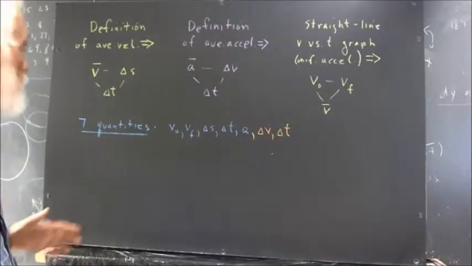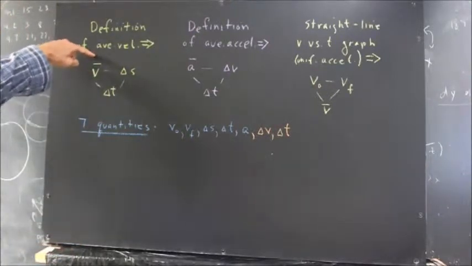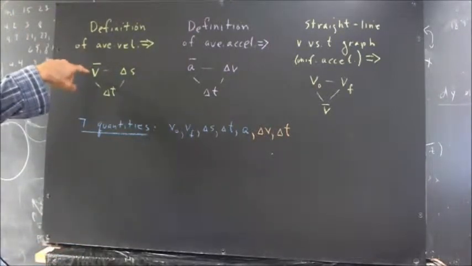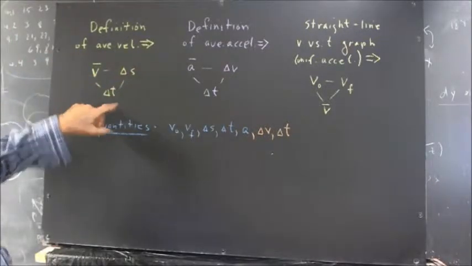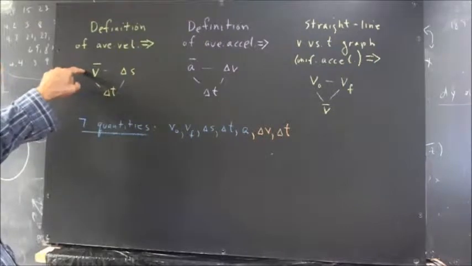As we have seen, the definition of average velocity gives us the relationship among v bar, delta s, and delta t in such a way that any two of these can be used to get the third.